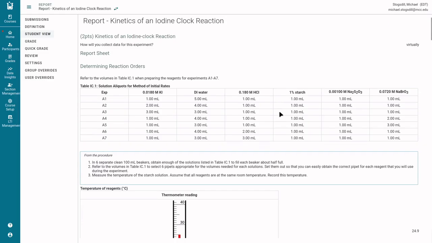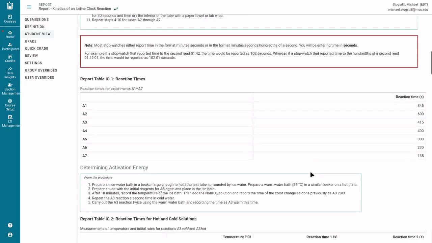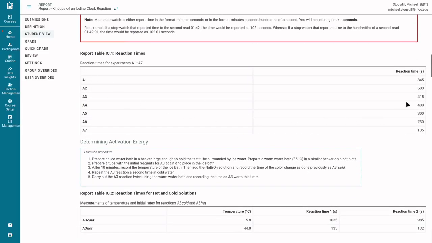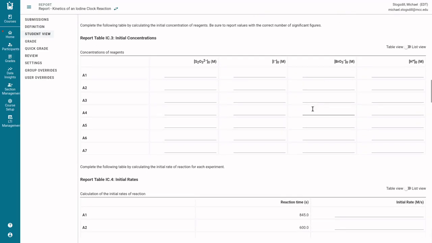After we have completed our virtual data collection, we're going to get this table here that has various volumes that were used to prepare the solutions in the videos. And then we're going to have this provisional data where we now have the reaction times that it took for these reactants to change color, as well as this data right here. The first table that we're going to be asked to complete is going to be this IC3 initial concentrations table.